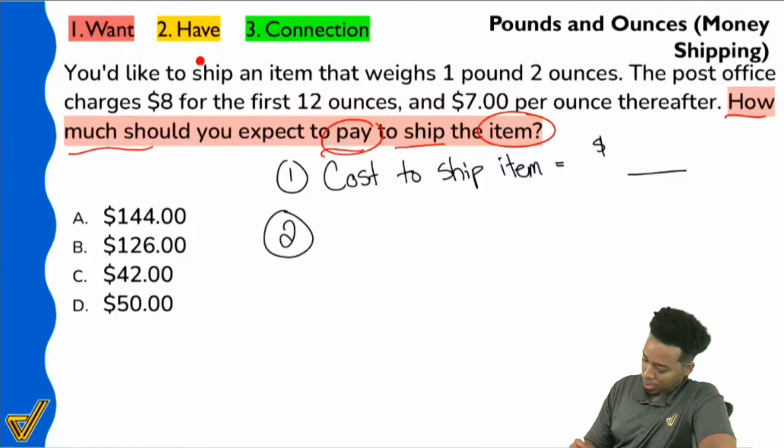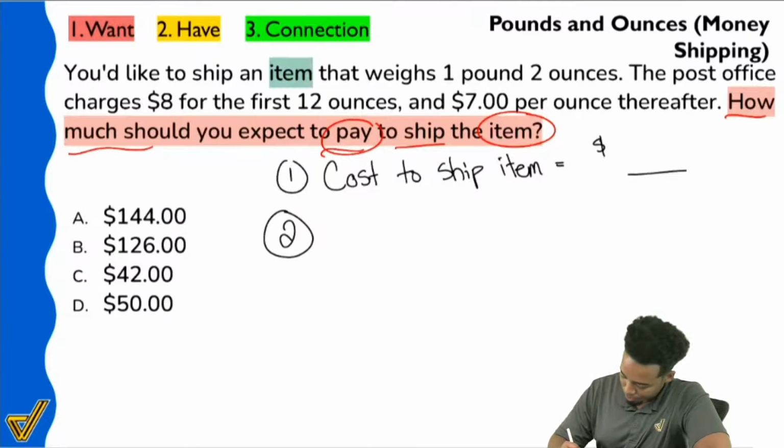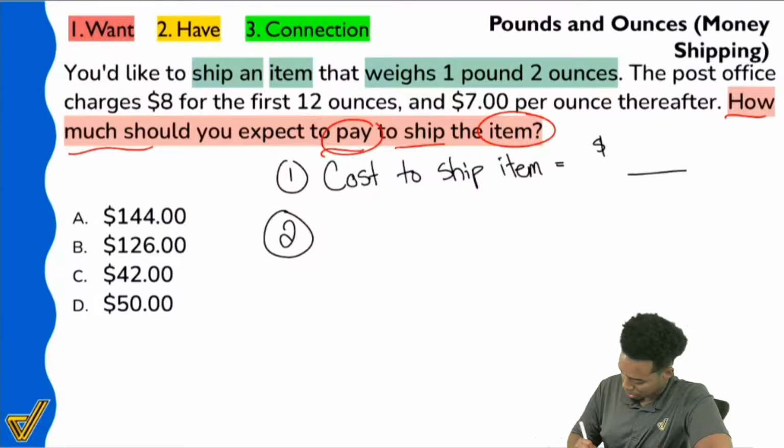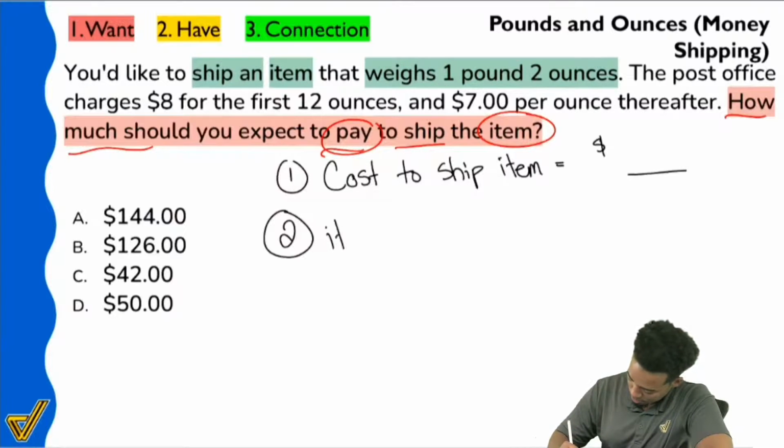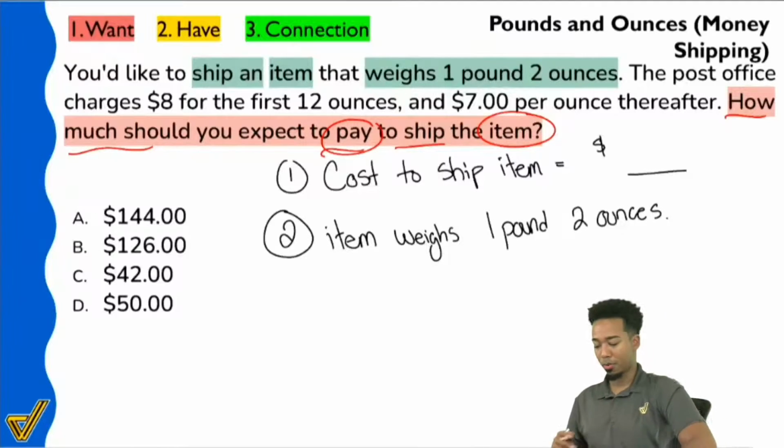It says here, you'd like to ship an item that weighs 1 pound, 2 ounces. Okay, cool. Let me write that down. I want to ship an item and it weighs 1 pound, 2 ounces. Let's write that down. The item weighs 1 pound, 2 ounces. Perfect.